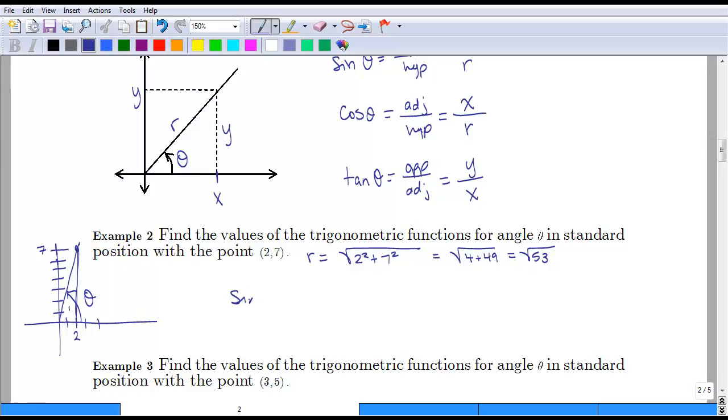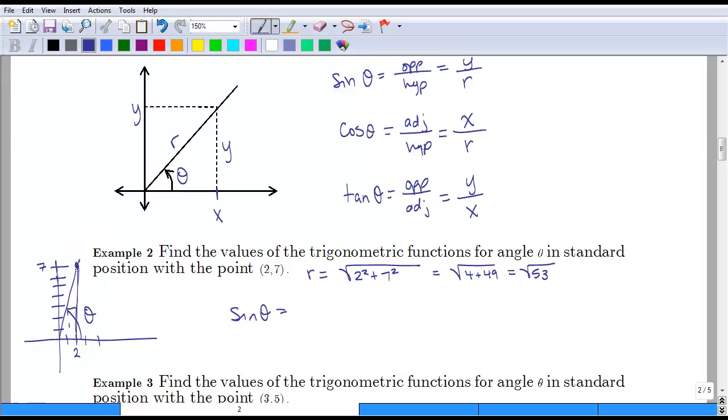And we don't need to find a decimal approximation for that. So if we want to find the sine of theta, well, we said the sine of theta is y over r. If we think about it, the opposite side, 7, over the r we just found, square root of 53. And again, we don't like to leave radicals in the denominator, so we are going to rationalize it by multiplying by the square root of 53 over the square root of 53. Again, we're just multiplying by a fraction of 1 here. And we end up with sine theta being 7 root 53 divided by 53.